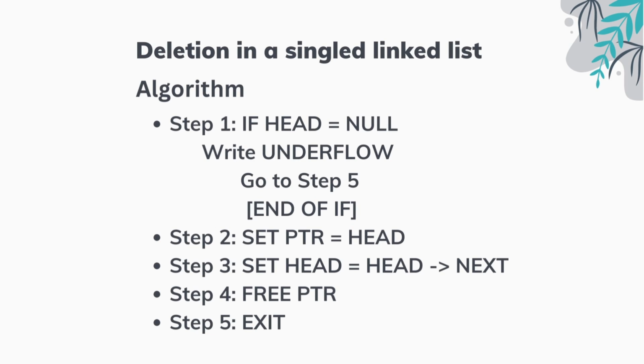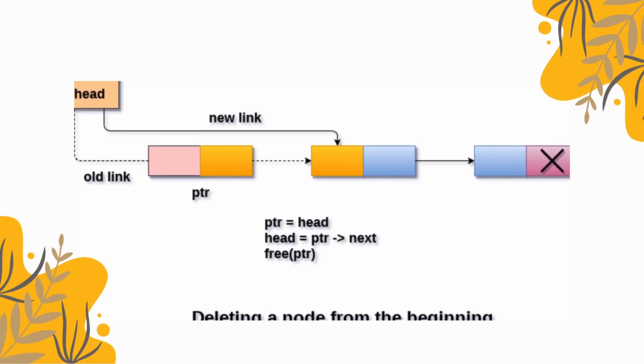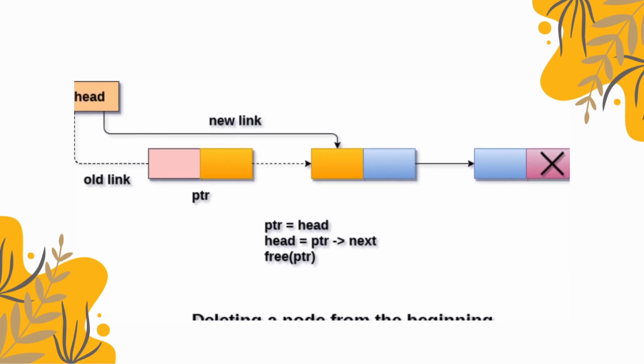Here is the algorithm of deletion in a singly linked list. Firstly, step 1, if head equals null, write underflow, go to step 5, end of if. Step 2, set ptr equal to head. Step 3, set head equal to ptr next. Step 4, free ptr, and step 5, exit. Here is the diagram of deleting a node from the beginning.